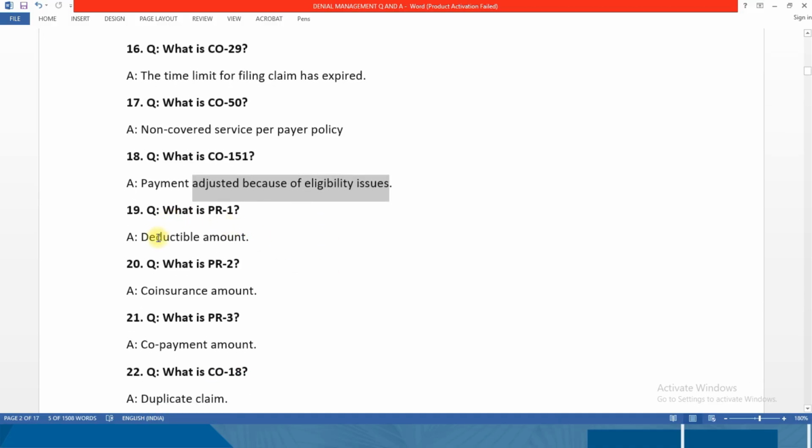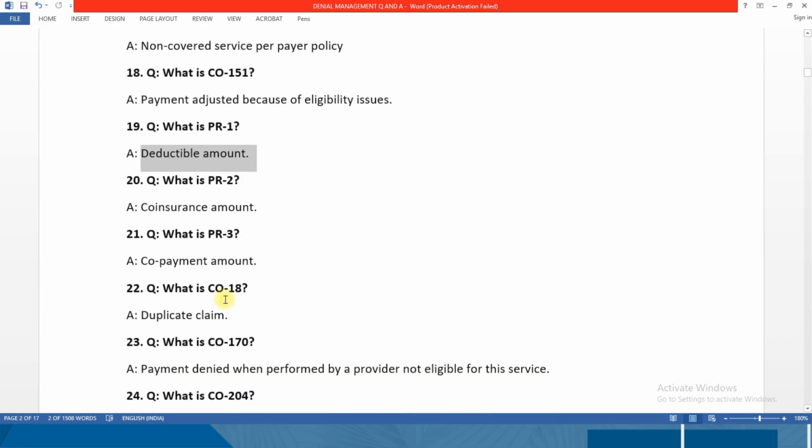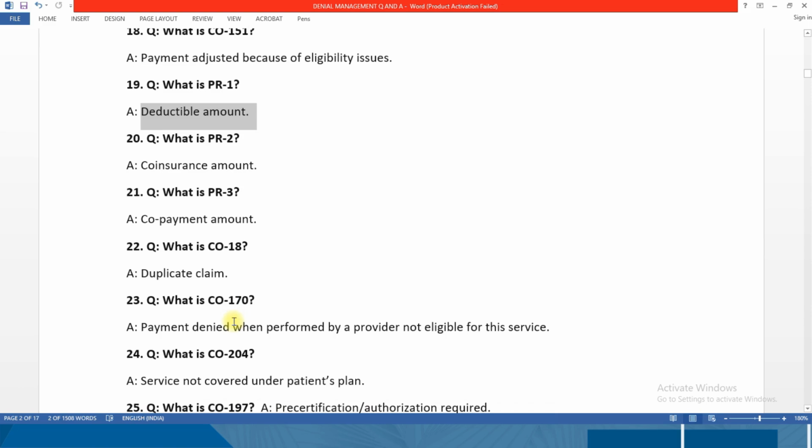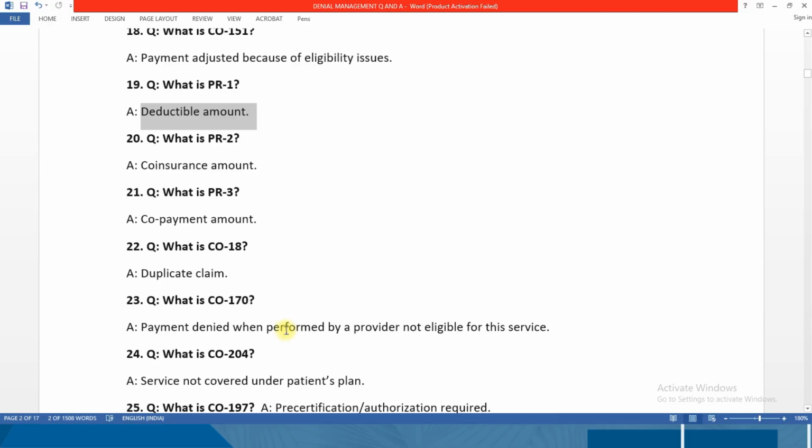What is PR1? Deductible amount. What is PR2? Co-insurance amount. What is PR3? Co-payment amount. What is CO18? Duplicate claim. If you find CO18, you need to understand it is a duplicate claim. What is CO170? Payment denied when performed by a provider not eligible for this service. We need to remember that whenever the physician performs any type of service, that service must be provided by the appropriate, valid provider.